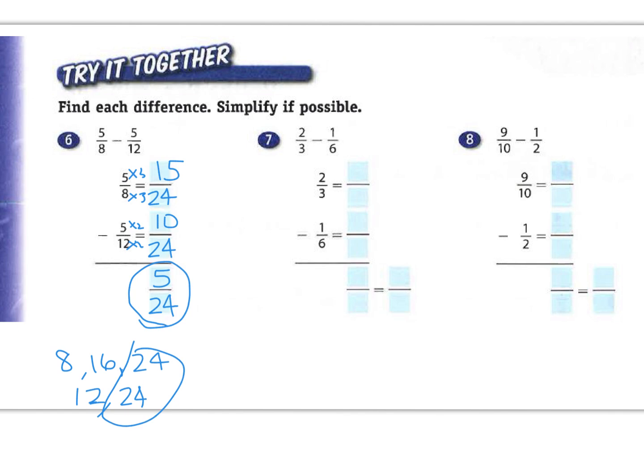I'm going to look at number 7. 2/3 minus 1/6. We know 3 goes into 6, so I'm going to keep the 6. I only have to change one fraction. 3 times 2 is 6, so I have to do times 2 on top, 4/6. So 4/6 minus 1/6 equals 3/6. I can simplify. I'm going to divide top and bottom by 3. 3 divided by 3 is 1. 6 divided by 3 is 2. 1/2.